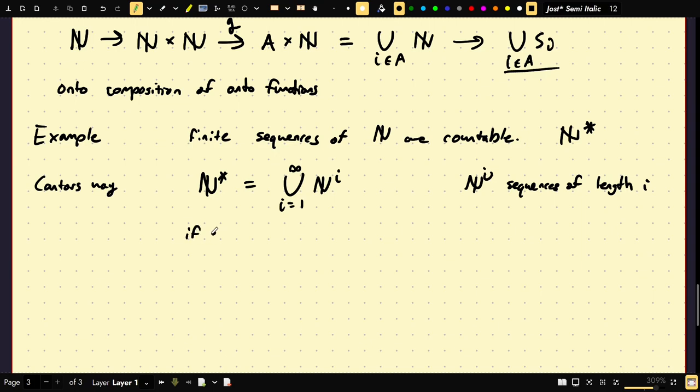So if each N to the i is countable, then we have a countable union.